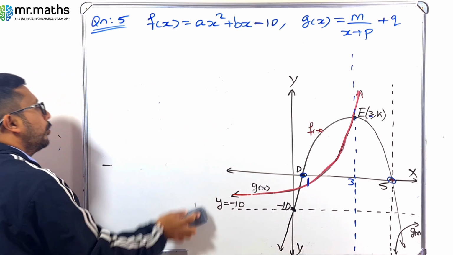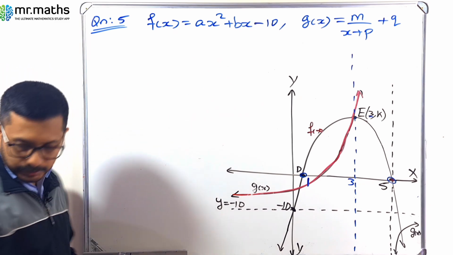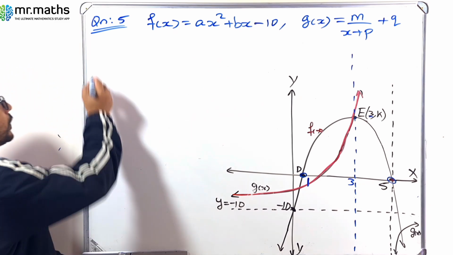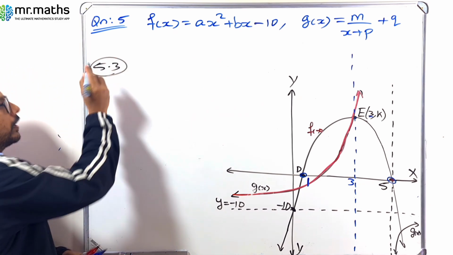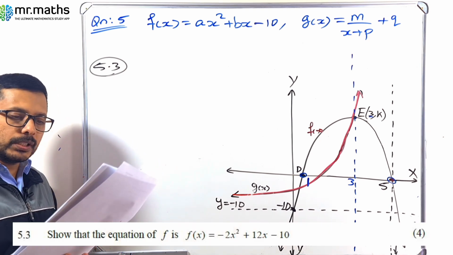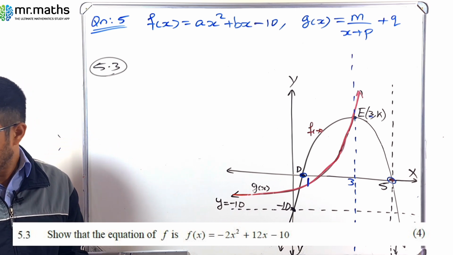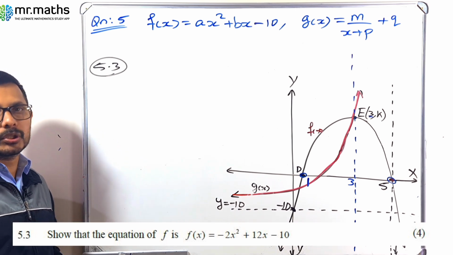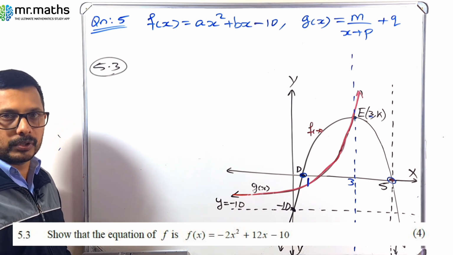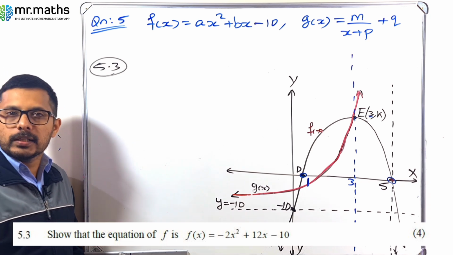What is question number 5.3? What is that question? Show that the equation of f of x is equal to minus 2x squared plus 12x minus 10. Okay, you have to show that the equation is that one, f of x. Look at the question. Okay, so you know f of x is a quadratic equation.